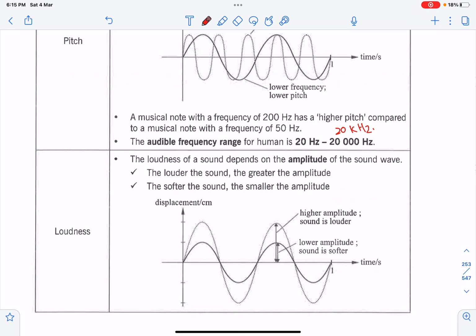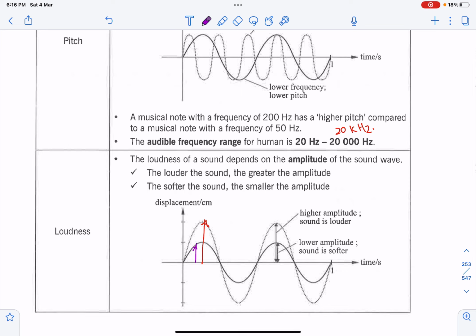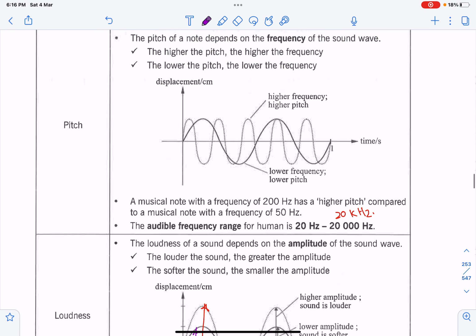Over here we can see that the one in the dotted line graph has a higher amplitude, or height, as compared to the solid wave, which has a lower one. So what can we tell? The dotted line one, because it has a higher amplitude, will result in a louder sound. The one with the lower amplitude is the one that is softer. When you look at this particular graph from the top, because the height is the same, they have the same loudness of sound.